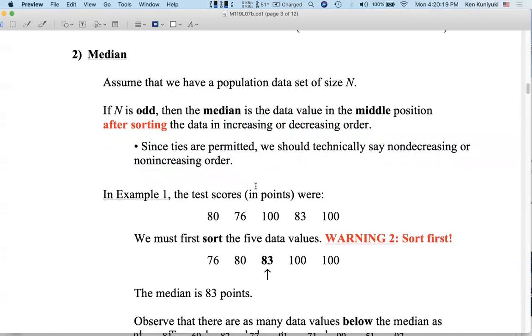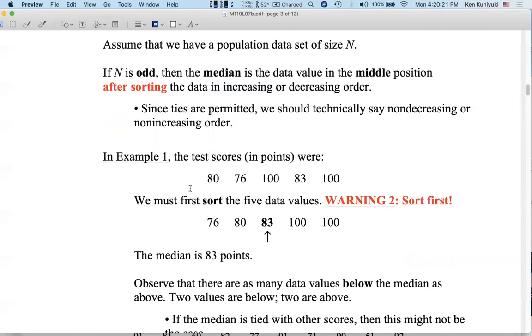Okay, so in example 1, we had 5 test scores: 80, 76, 100, 83, and 100 in points. Now, what's the median? Again, don't just grab the 100 just because it's in the middle. You first have to do what? You first have to sort or order the 5 data values. Normally, we do it in increasing order, although we could also do it in decreasing order. But remember, you have to sort first.